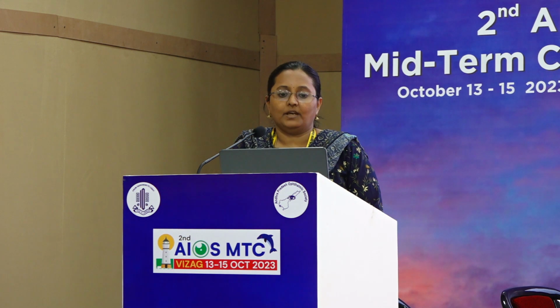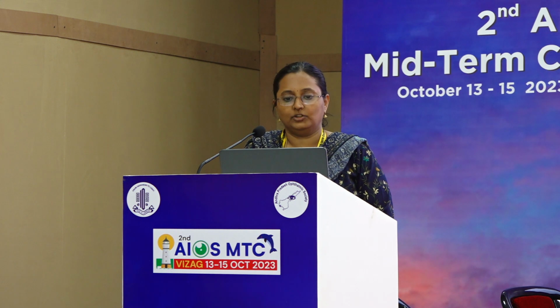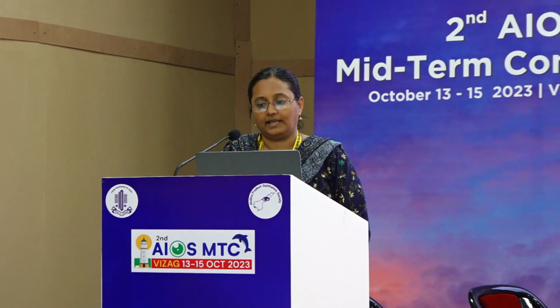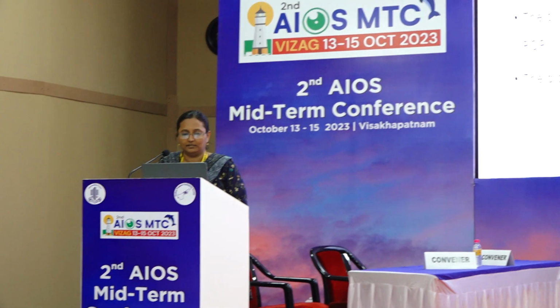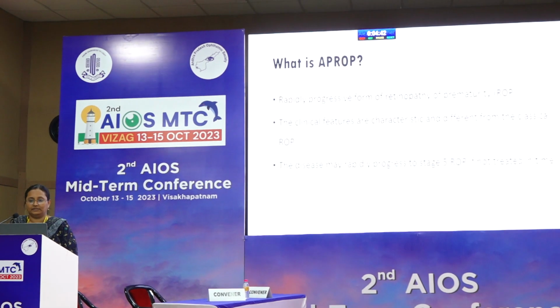So, what is APROP? APROP is a rapidly aggressive form of retinopathy of prematurity, and the clinical features are characteristic and different from the classical ROP. The disease may rapidly progress to stage 5 ROP if not treated in time.